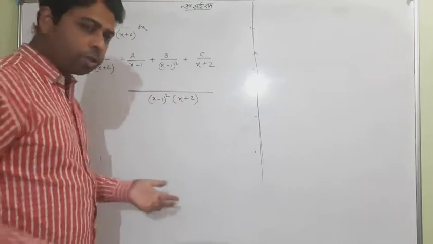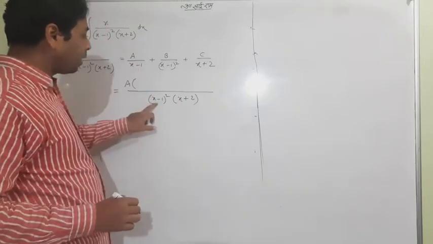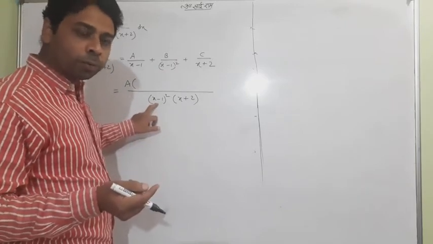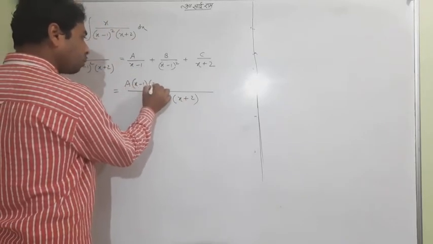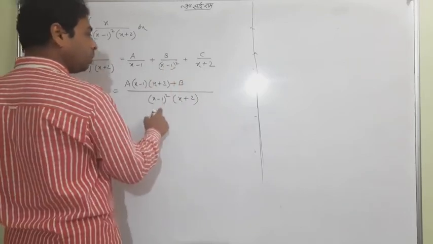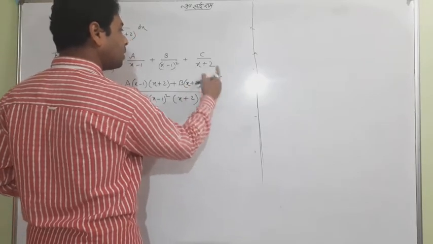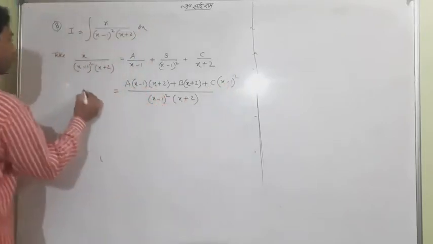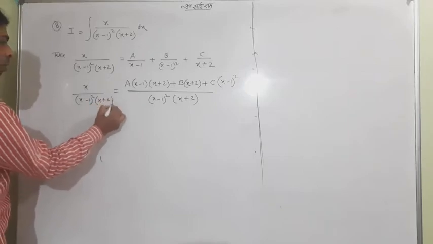Now use the procedure. What will I write? For A, x minus 1 will divide into this, so one power of x minus 1 will cancel and one power will remain, and along with that x plus 2 is here. What about B? X minus 1 whole square will be eliminated, so only x plus 2 will be there. And along with C, x plus 2 is cancelled and x minus 1 square is here. It's very simple. X upon x minus 1 square and x plus 2.